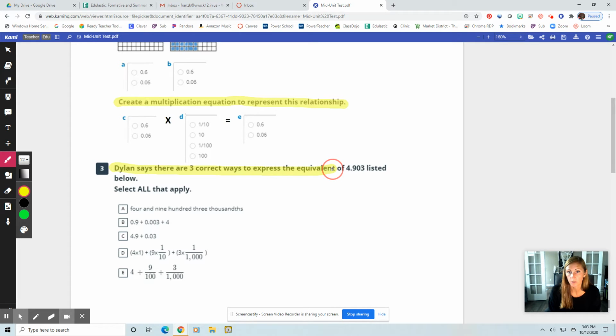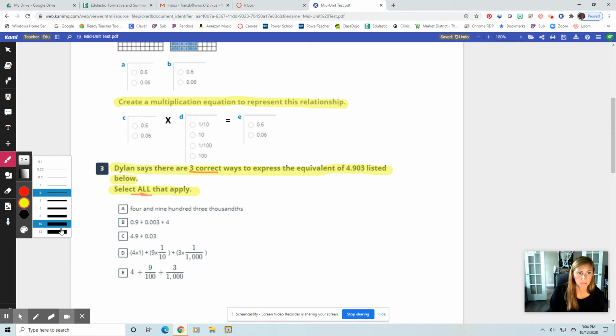All right, number 3 says, Dylan says there are 3 correct ways to express the equivalent, which also means equal, of this number right here. I can't say it. I almost did. It would give away the word version. So we have a 4.903, and they're listed below. We need to select all that apply. So an important thing to remember here is that they are saying we have more than one answer. And actually, they were nice and said there are 3.